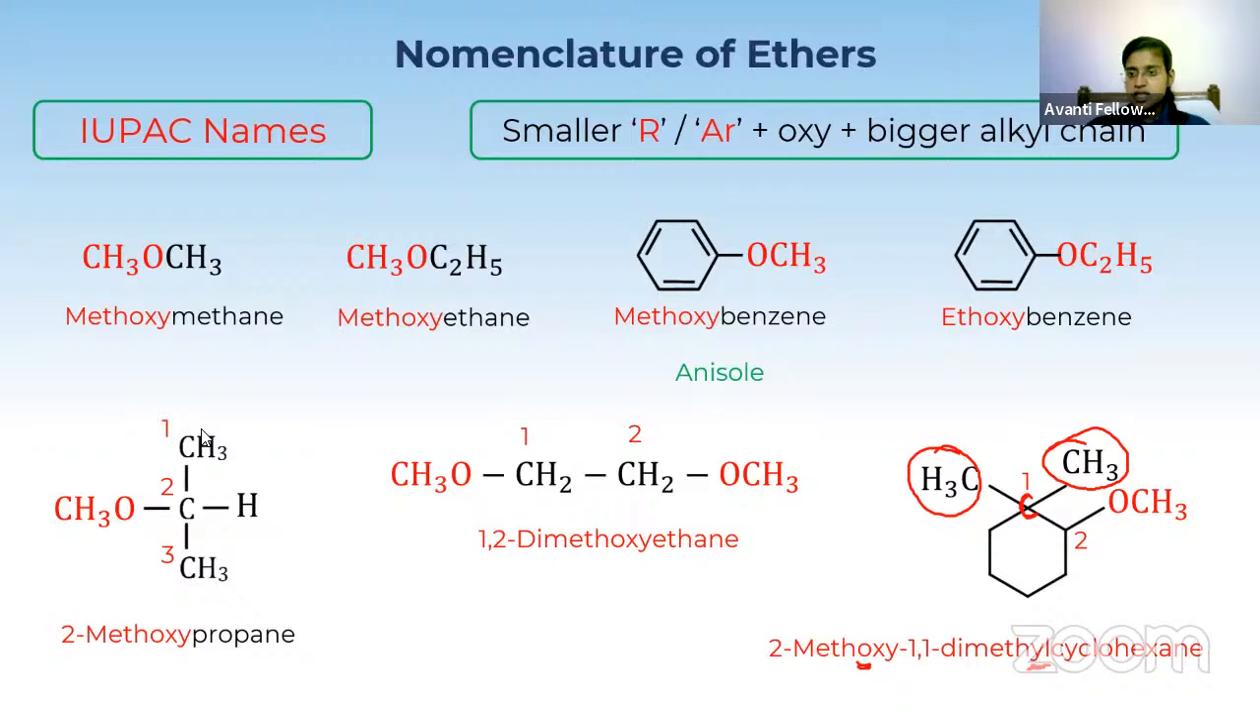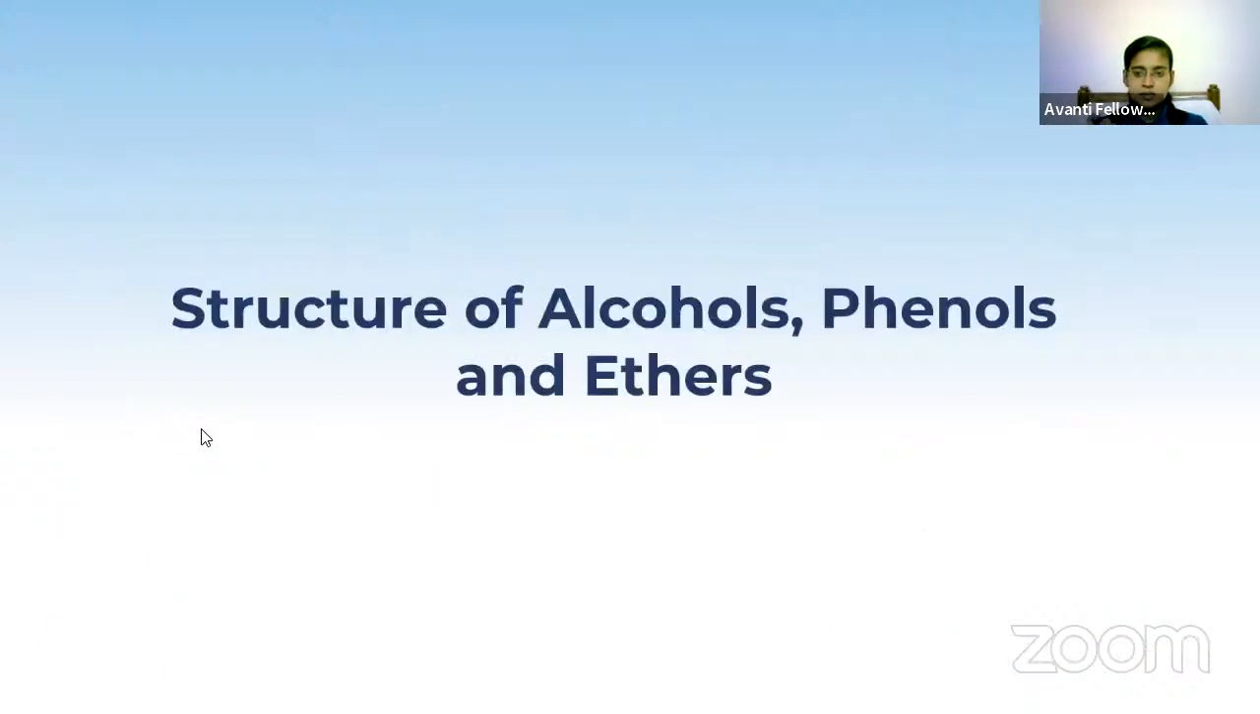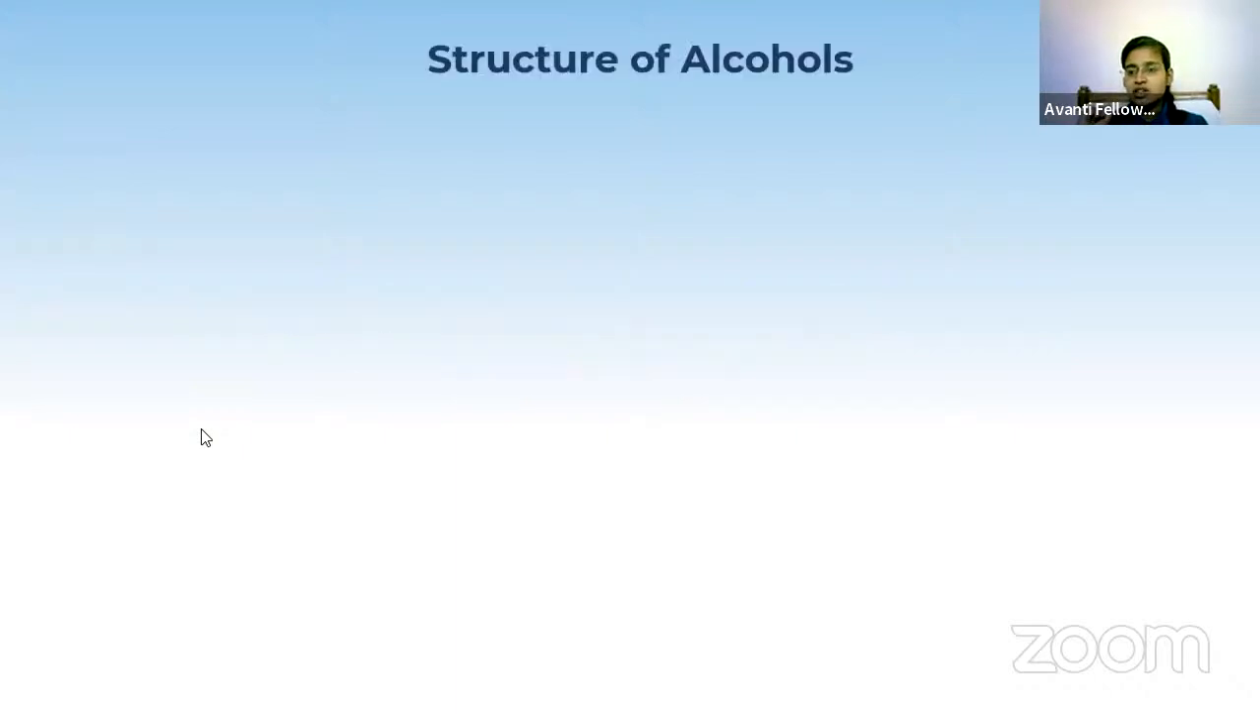So now let's go ahead with the third topic. Yesterday we started with the classification, and secondly we discussed the nomenclature. Now I am going to discuss the structure of alcohols, phenols and ethers. These three topics come under the first main topic of this lesson. So let's go into the structure of alcohols first.